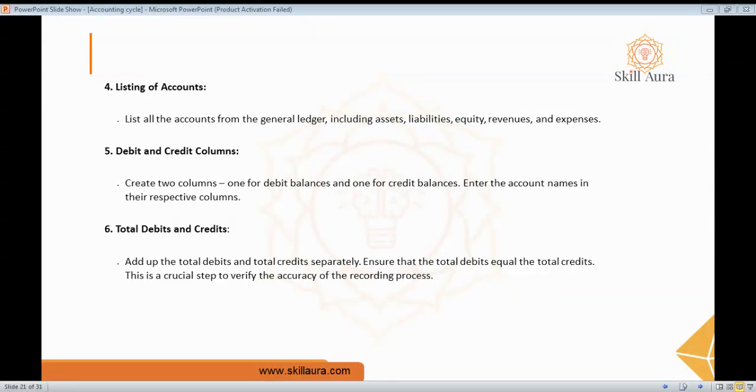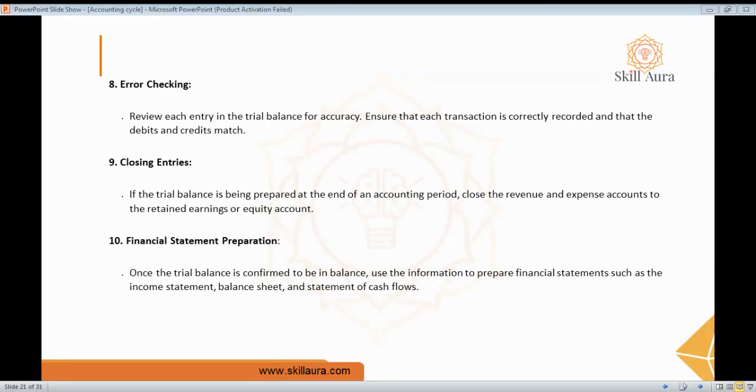Debit and credit column. Here, as I told you, one side will be the debit balance and the other side will be the credit balance. Enter the amounts in the respective columns and balance it. The total debit and credit are added separately, which ensures that the total debit equals the total credit. This is a crucial step to verify the accuracy of the reporting process.